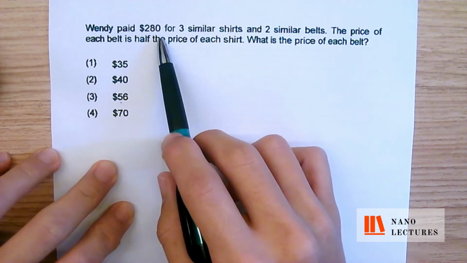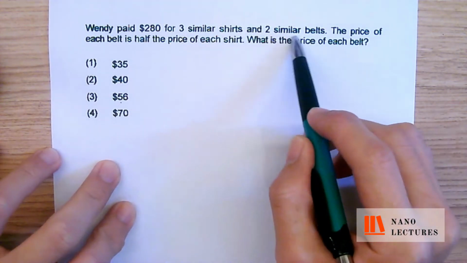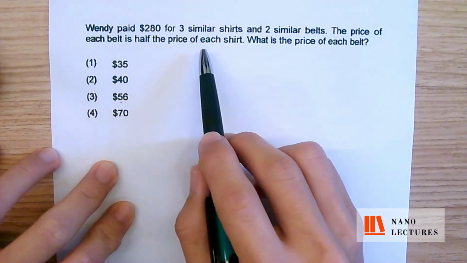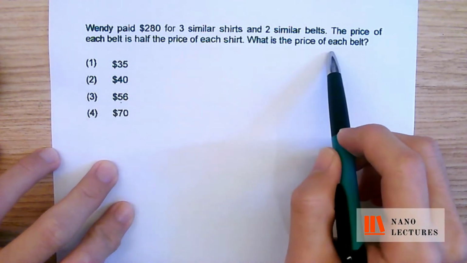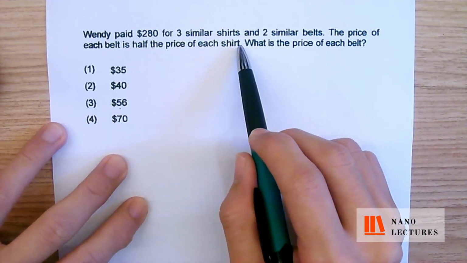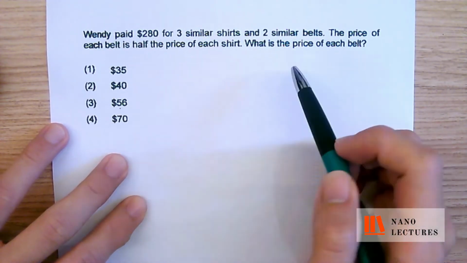Wendy paid $280 for 3 similar shirts and 2 similar belts. So they said that the price of each belt is half the price of each shirt. What is the price of each belt? So for this one, we have to draw the model, and then with the model, we're going to get more information before we proceed to answer the question.